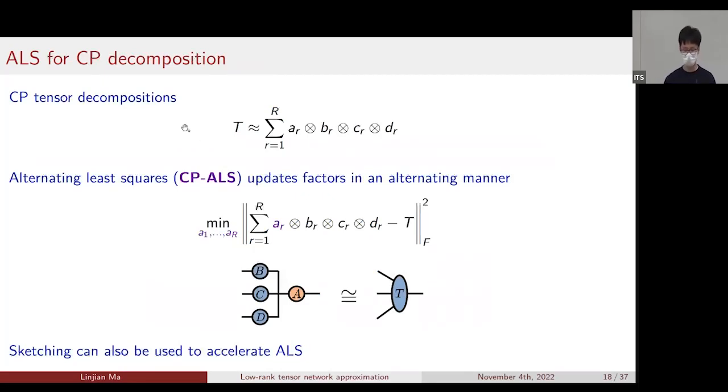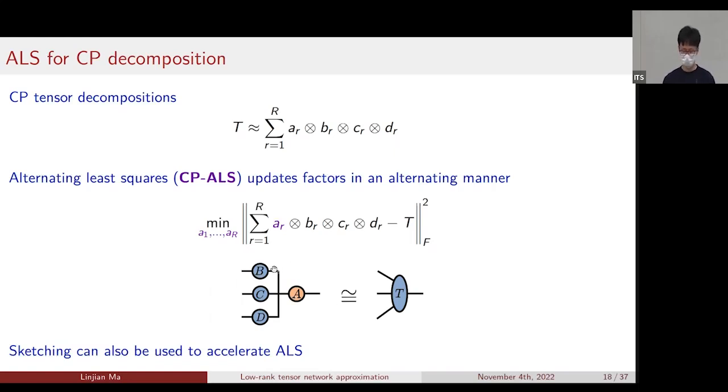Go back to the CP decomposition. CP decomposition has a very special structure, in that there's one dimension that connects all the factor matrices, so this is not actually a tree structure. It's a pretty general graph that is a bit hard to optimize. So ALS is the most widely used optimization algorithm for this problem.